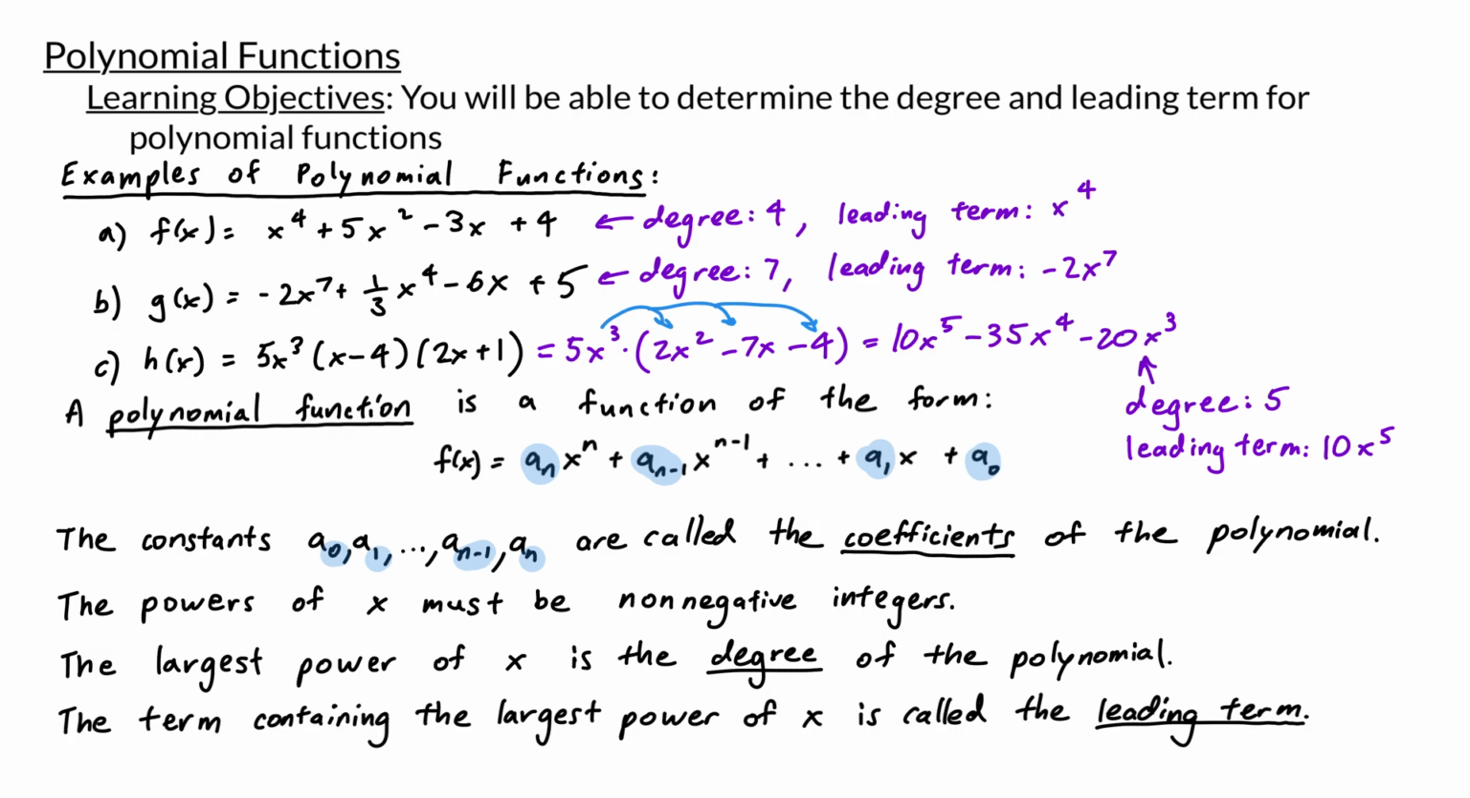If I want to find the leading term here, I can multiply together the leading term of the first factor, which is 5x cubed, with the leading term of the second factor, which is x, and with the leading term of the third factor, which is 2x. Multiplying together 5x cubed times x times 2x gives us this 10x to the 5th power. So when you're trying to determine the leading term of a factored polynomial, you don't need to multiply everything out, you just need to multiply the leading terms in each of the factors.